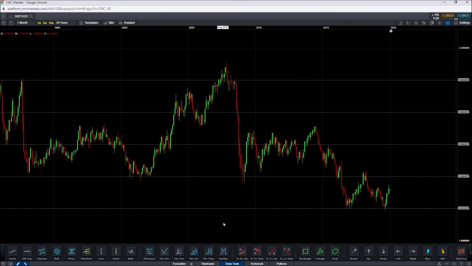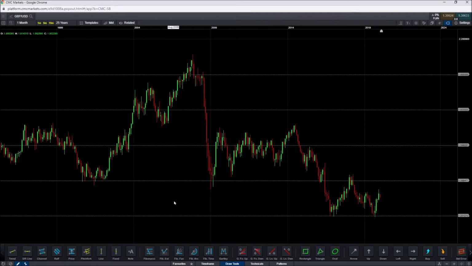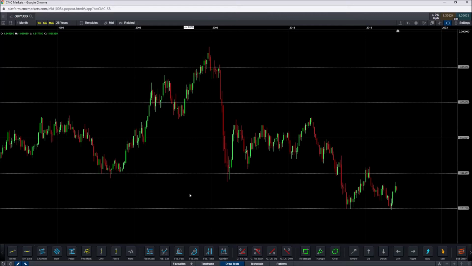I have no problem with CMC Markets. It's a bit blingy, a bit brightly coloured, but I quite like the interface. It's user friendly and I get on well with it. I think it's okay. I use IG as well, but for the purpose of this particular recording, I'm using CMC Markets.